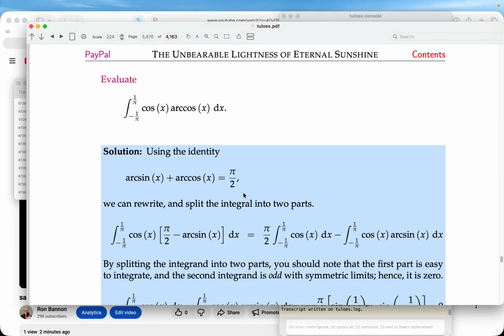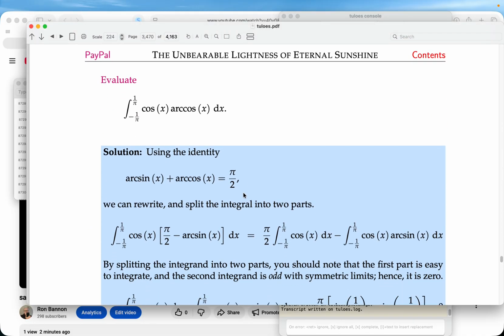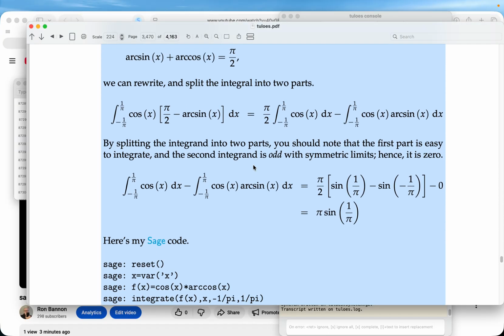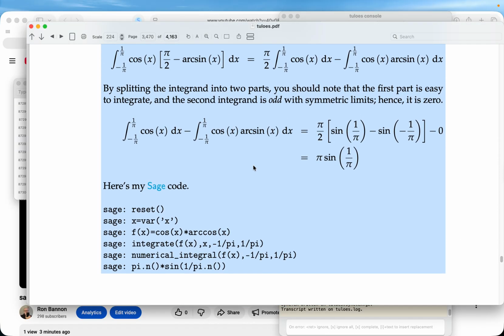Of course, I do it at paper and pencil first, and I use an identity. This identity was proved in a prior problem, and then I rewrote the integration. I got an answer to it, and I'm checking my answer now using Sage. All right, let's go to Sage.